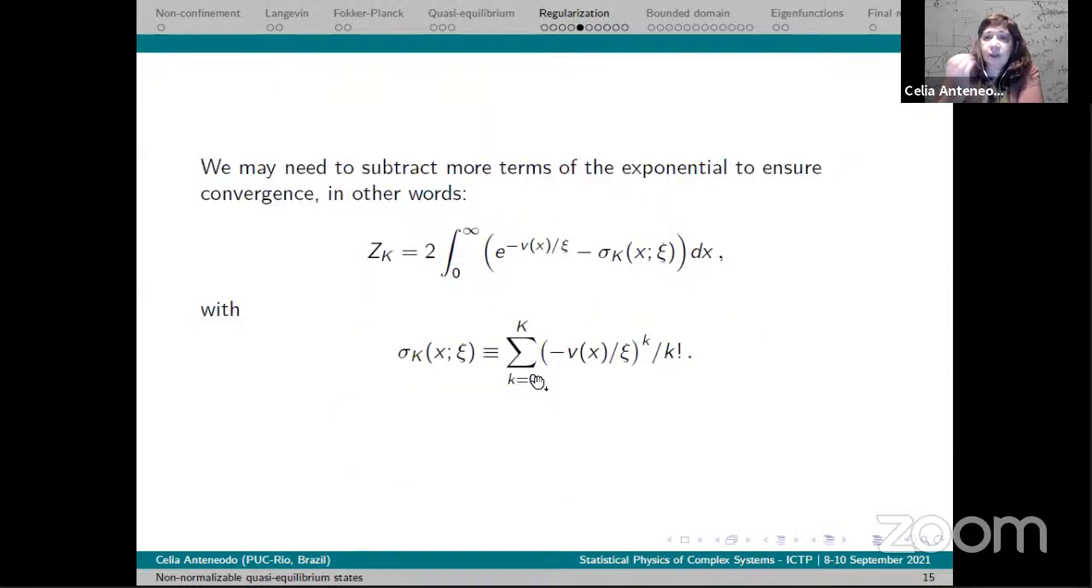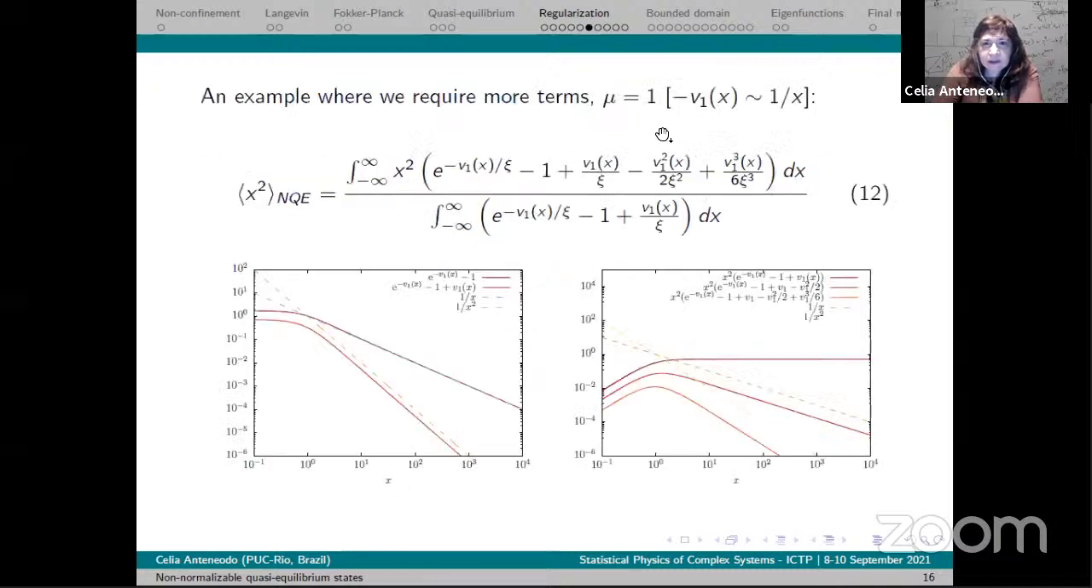Actually, as I said, the general procedure to regularize the partition function will depend on the potential and on the observable. So in general, what we will have to do is to subtract not only one, but more terms in the expansion of this exponential. As a concrete example, here I present the case where the decay of the potential is 1/x, and I'm trying to calculate again the mean square displacement.